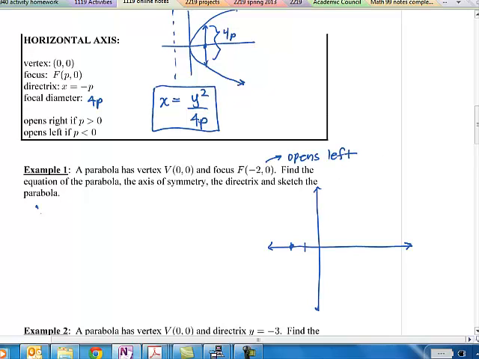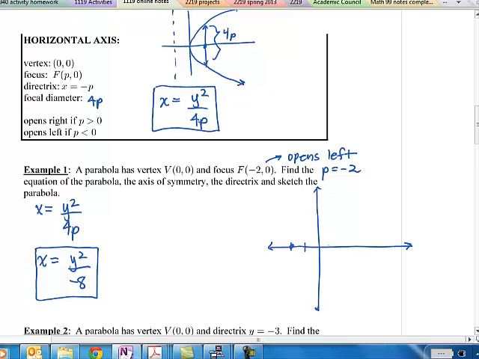And it also means that we're going to have an x equals y squared over 4p form. This tells us that p is negative 2, because the non-zero coordinate of the focus is the p value, the way this is set up. So we've actually got the equation y squared over negative 8, using that p equals negative 2.